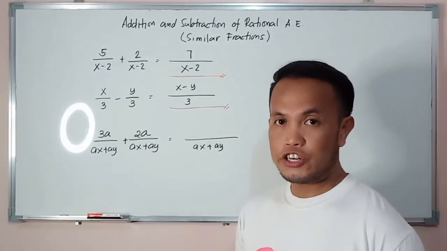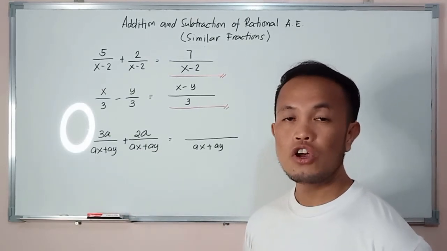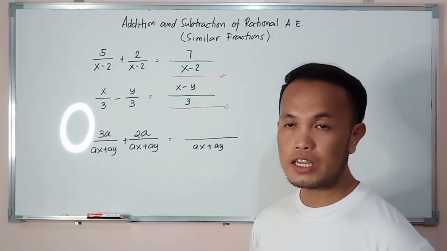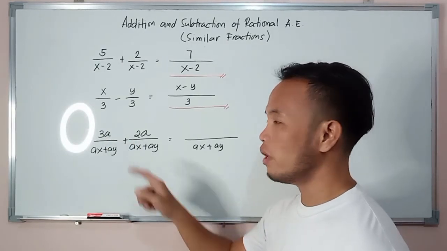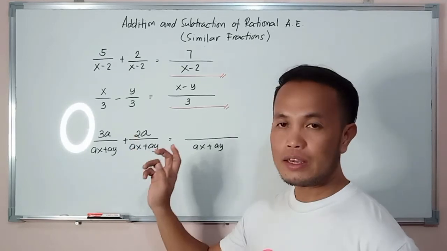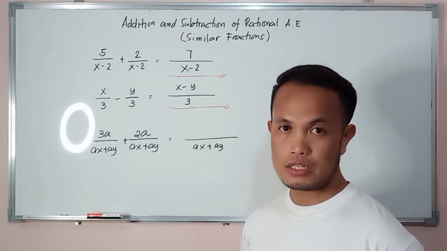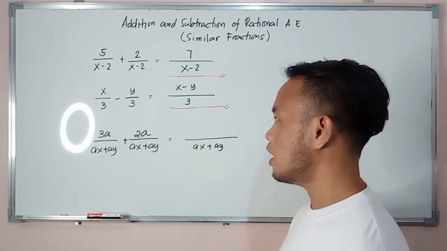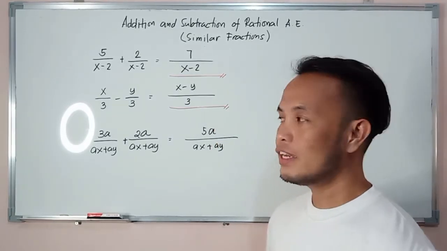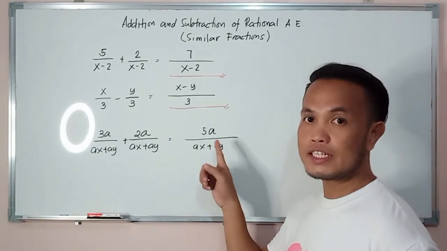Since they are like terms, because we have a and a with the same variables, what we need to do is simply copy the variable and add the numerical coefficients. The numerical coefficient here is 3 and the numerical coefficient here is 2. We add the numerical coefficients and copy the common variable, which is a. So 3a plus 2a is equal to 5a. Next, we need to simplify this fraction because we can still simplify it.